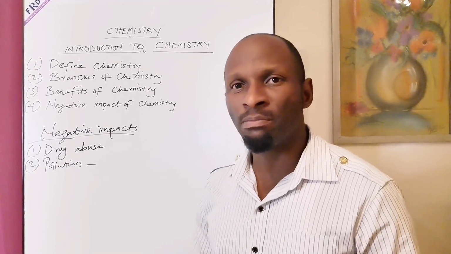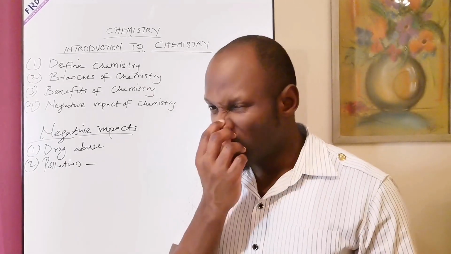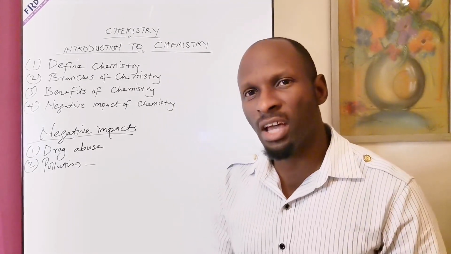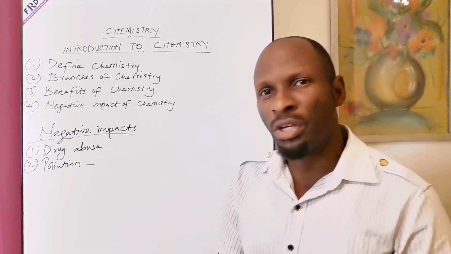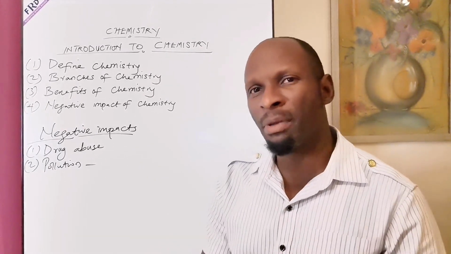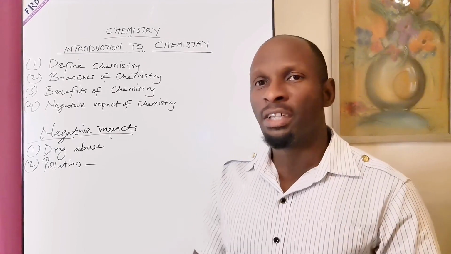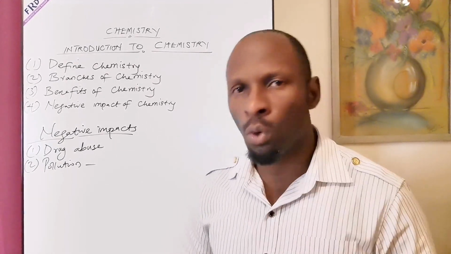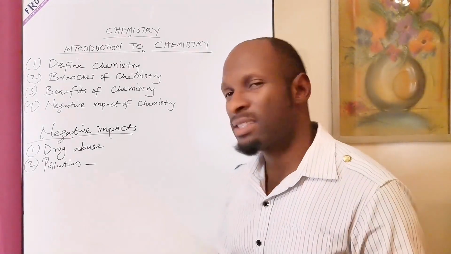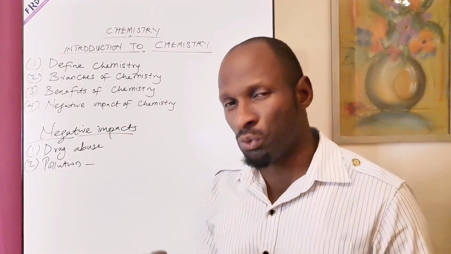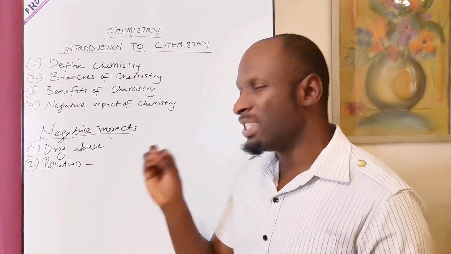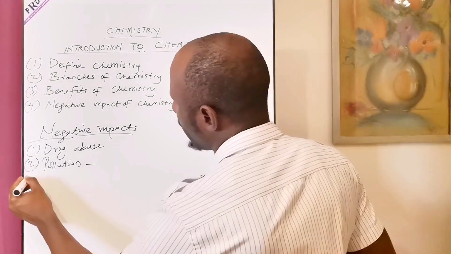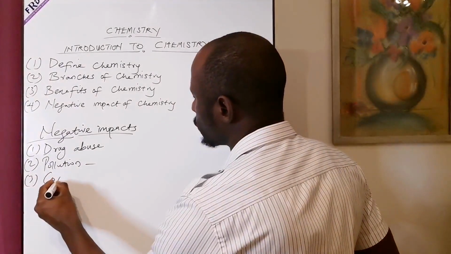Wastewaters from different manufacturing processes are sometimes not being properly treated and then discharged into natural water bodies, which as a result has a detrimental effect on the flora and fauna of these water bodies. So we can see that pollution is a big issue with respect to what? The negative impact of chemistry. And then number three, we can talk about corrosion.